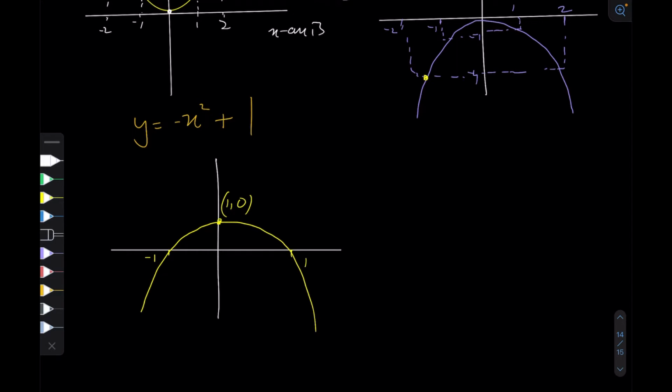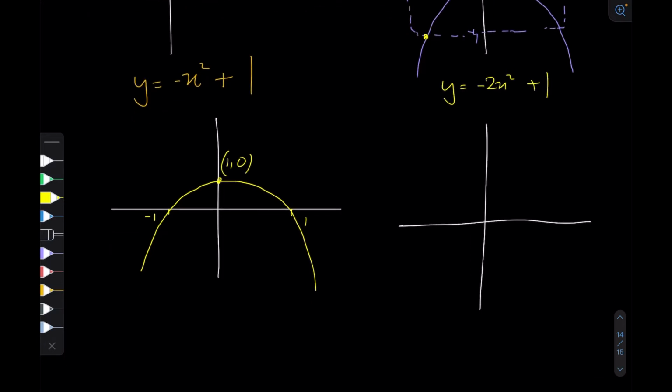Alright, now one last thing. Let's say I attach a 2 here. So now instead of negative x squared plus 1 I have negative 2 x squared plus 1. This will make the curve steeper, because now the values will be more exaggerated, scaled up by a factor of 2. So instead of being this spread out, it will be steeper. This will be some value that is less than 1, this will be some value that is more than negative 1, and this will be some value that is less than 1.